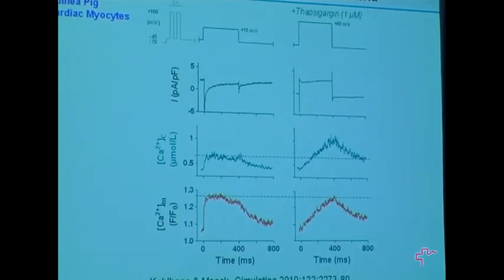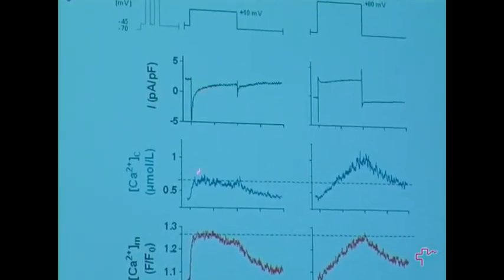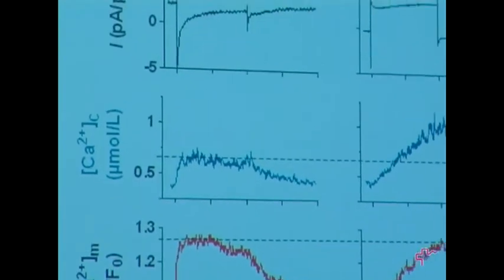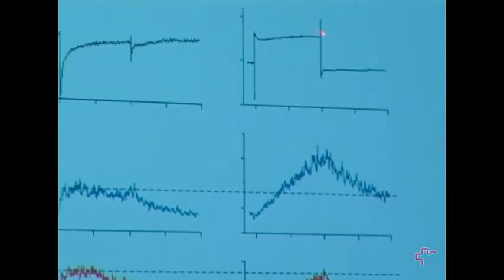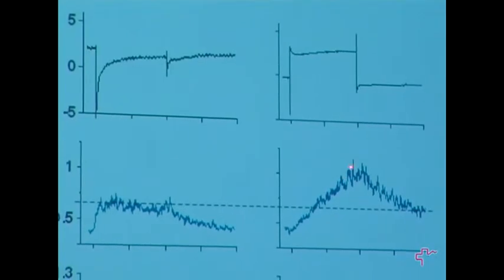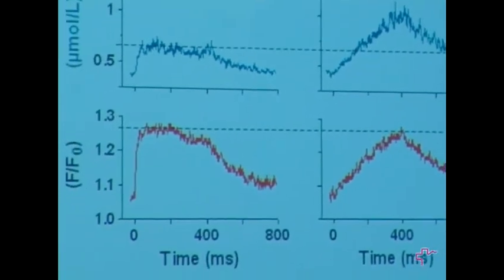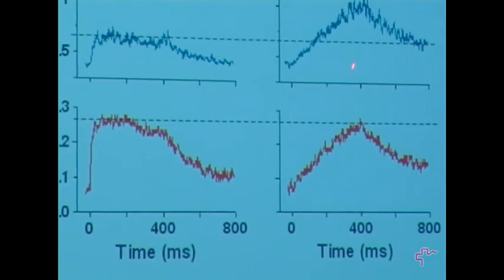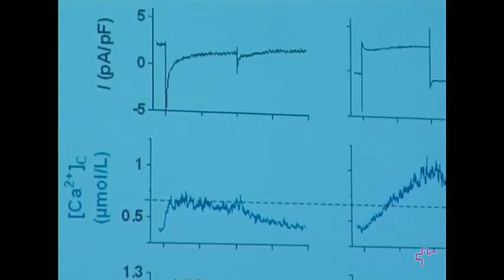Comparing this, this is a protocol, a voltage step to +10, which will induce an L-type calcium current. And this induces a rapid cytosolic and mitochondrial calcium transient. And this is the protocol where we step to plus 80 millivolts in the presence of thapsigargin. This induces an NCX current and a slow and gradual increase in cytosolic calcium and also in mitochondrial calcium. But you also realize that in order to achieve a similar increase in mitochondrial calcium, it took about twice as much cytosolic calcium when this was brought in slowly via the sodium-calcium exchanger.